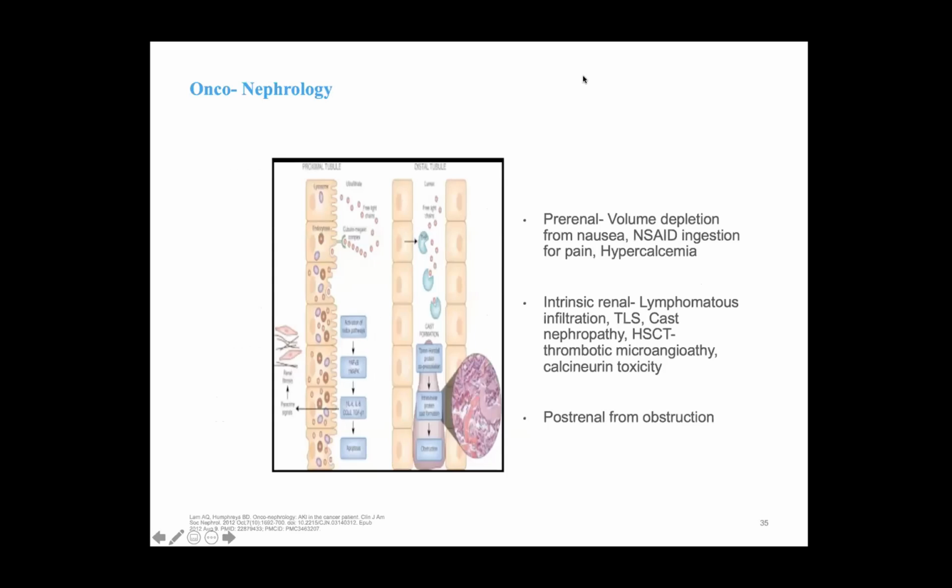So a little bit about onconephrology. I know we're seeing more and more oncology patients. So patients with malignancy can have either pre-renal, intrinsic renal, or post-renal AKI. Pre-renal, it could be from volume depletion, hypercalcemia, pain meds. Intrinsic can be several. You could have lymphoma. In lymphoma patients, you could have infiltration. Tumor lysis is very common. Cast nephropathy in your myeloma patients. And post stem cell transplant, you'll see TMA is common, and they can also have toxicity from the immunosuppressants like calcineurin. And post-renal can be obstruction. What you're seeing here is an image of your myeloma kidney, myeloma cast in the kidney.